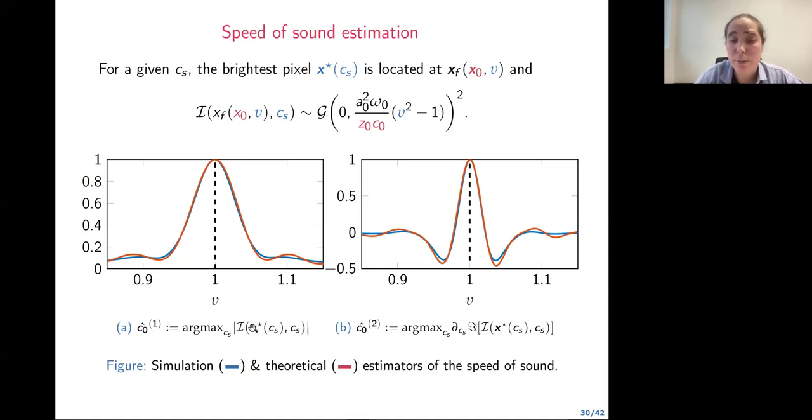If you plot the imaginary part of I, you can see that you have a jump of your imaginary part when the backpropagation speed matches the true speed. And this peak is narrower than this peak. Okay, so this is what I plotted here. If I plot the derivative with respect to the backpropagation speed of the imaginary part of I, I get this indicator, this estimator here, which is a bit better than the previous one.